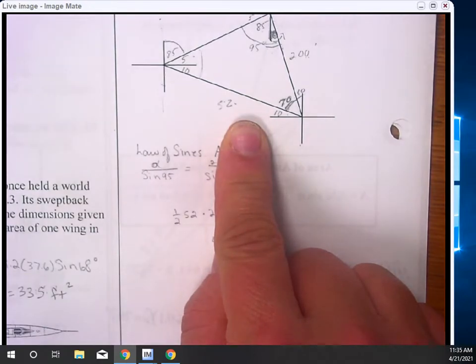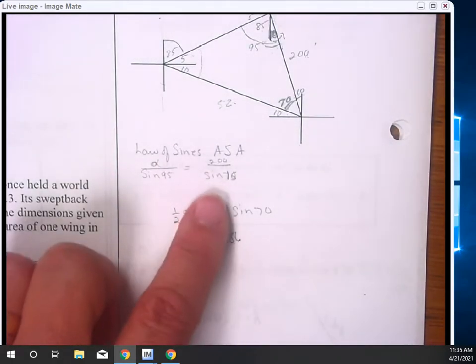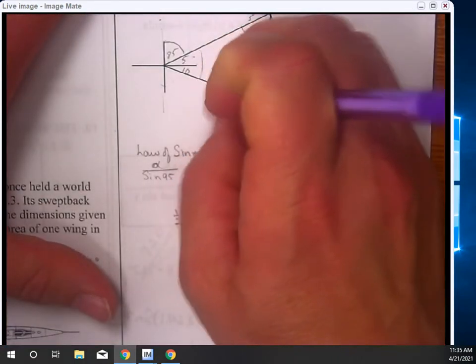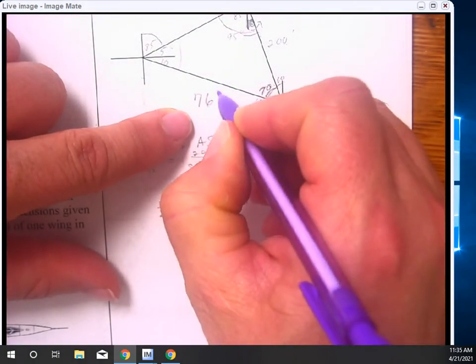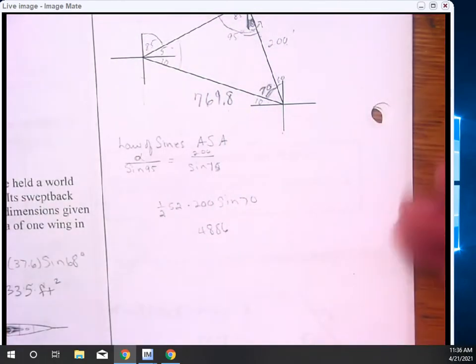Now, you didn't get 52? I got 700. I also got that too. 769. Okay, well, 200 divided by the sine of 15 times the sine of 95, 769.8. Is that better? I don't know what I did. Right? You knew something was wrong if 52 was opposite your largest angle. All right.